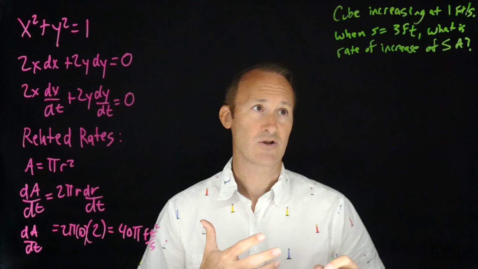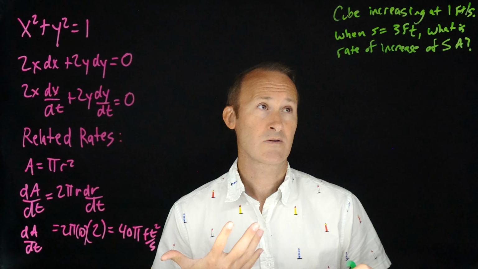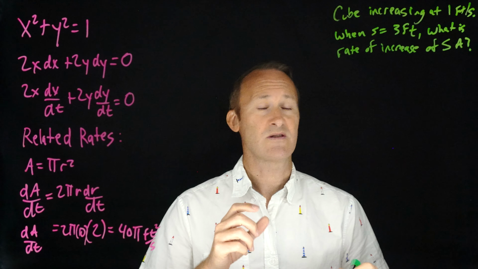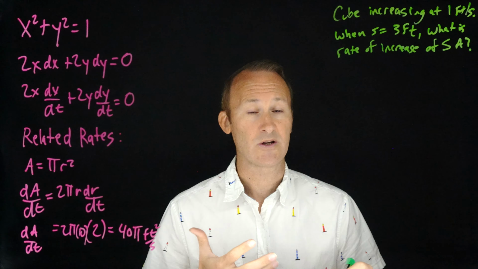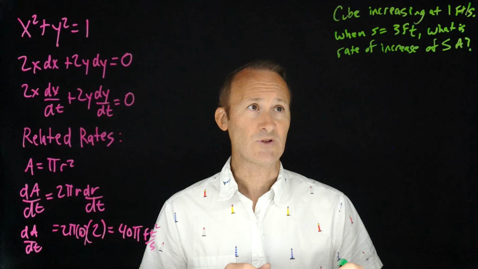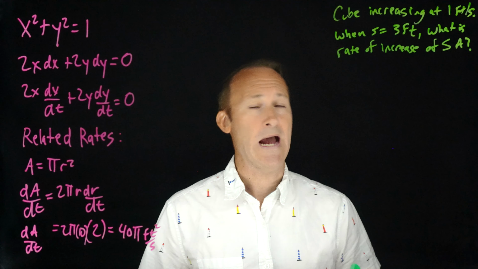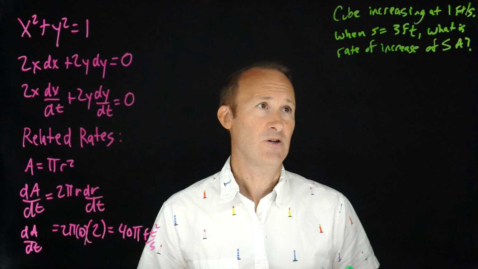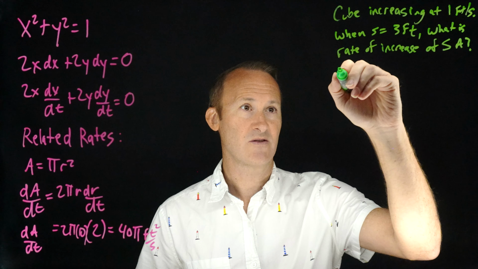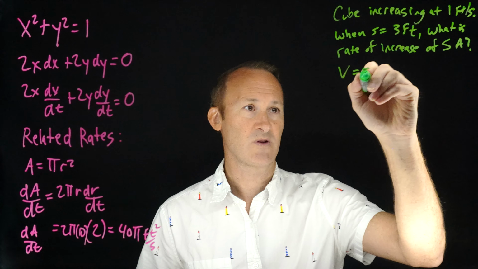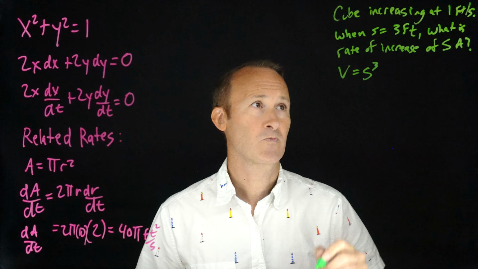You give us some information. We've got to turn it into equations. Okay, so the cube increasing is a volume increase. So how do we do that? Well, we know the equation for the volume of a cube, right? It should be relatively straightforward. Volume equals the side cubed.